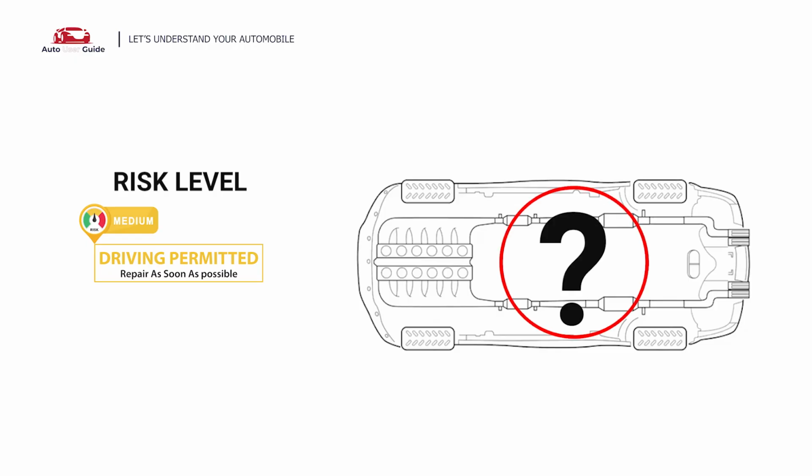This engine code indicates a problem with the 5-volt reference voltage circuit that is supplied to various engine sensors. This circuit is crucial for accurate sensor readings, and a malfunction can lead to various drivability issues. Under this circumstance, short-distance driving is permitted, but your vehicle should be repaired as soon as possible.